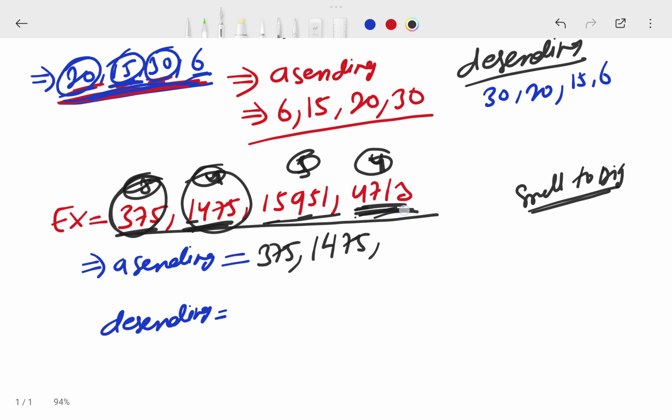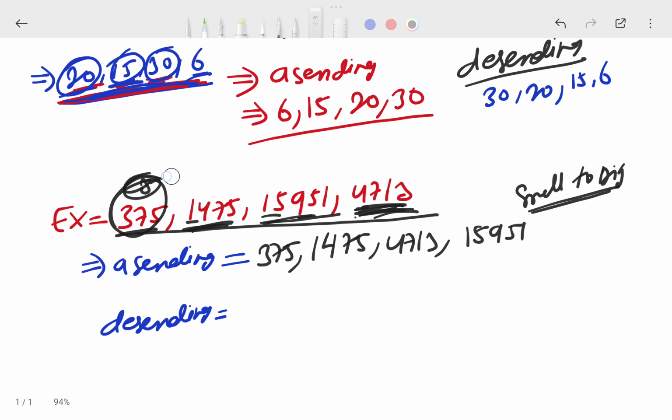After that, here and here, these are 5-digit numbers. This is 4, then after that this is the smaller one, right? This 4713. After that, which is left? This, 95951, right? It's over. Now I hope this is clear to you.